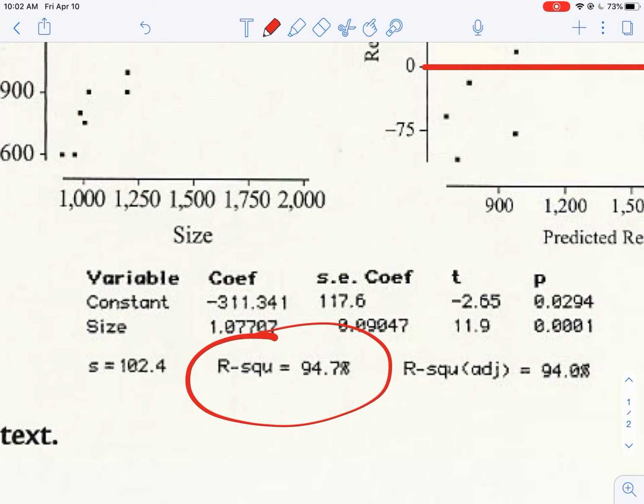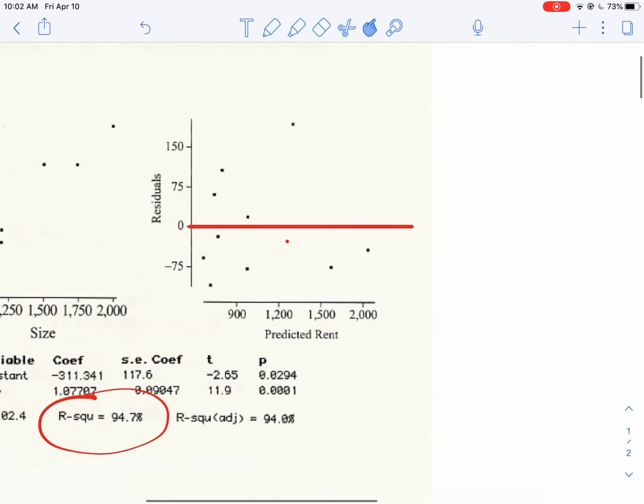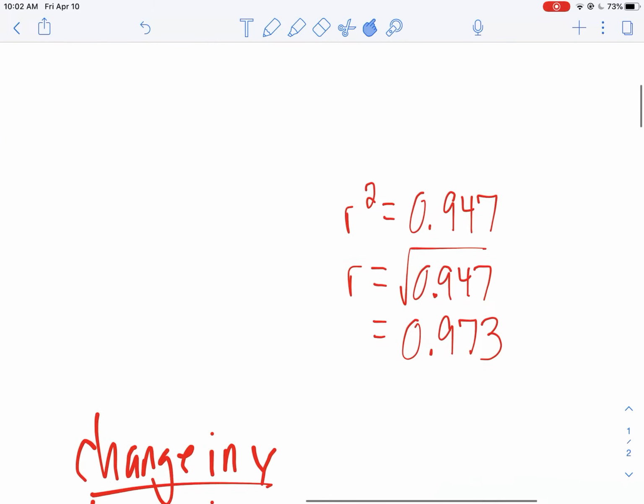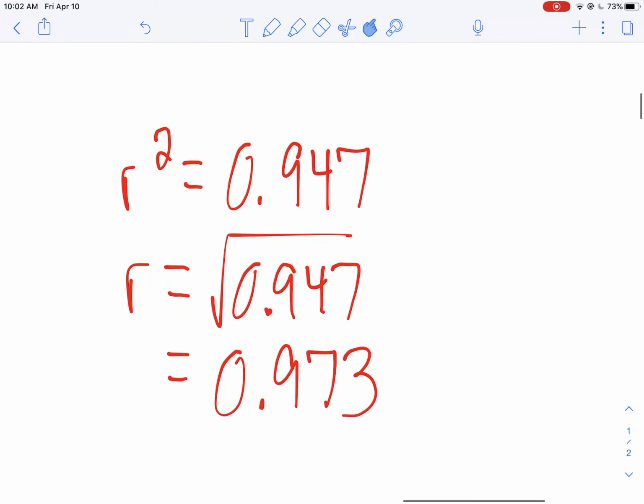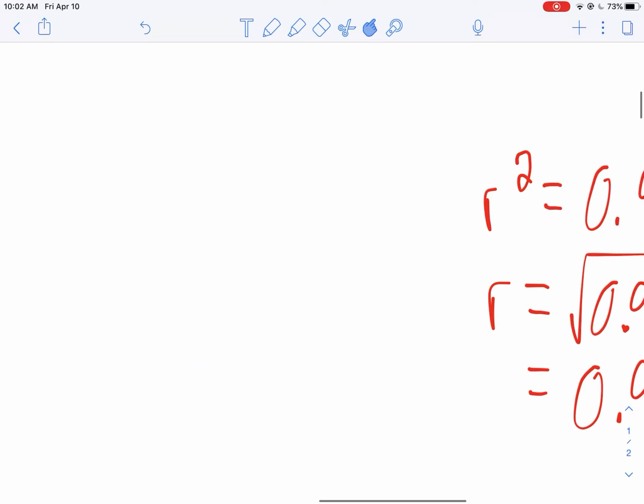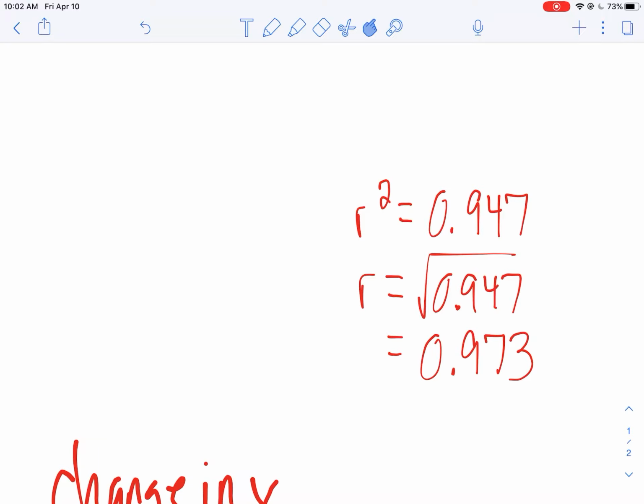The other approach I would take is to look at the R-squared value. This tells me the percentage of values in my data that are accounted for by my least squares regression line: 94%. I took that R-squared value, which I did off to the side here, and found the square root of it, which gives me my R value, and that tells me the strength of my line. Now, the strength, we're getting 0.973. Considering 1 is the strongest value possible, this is really darn close to 1.